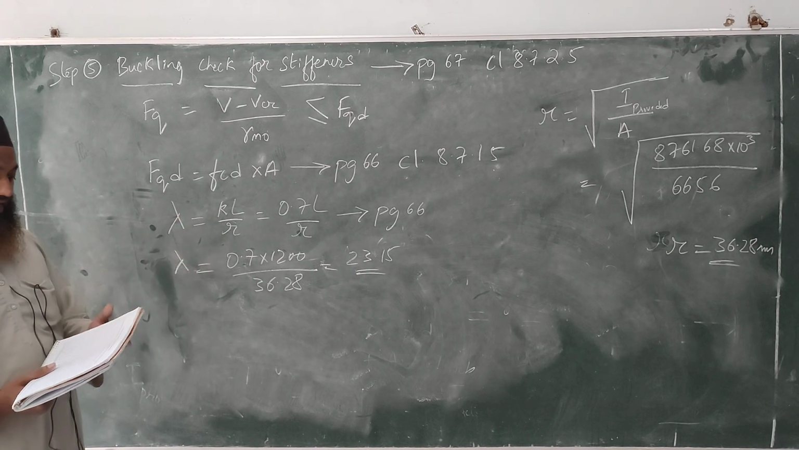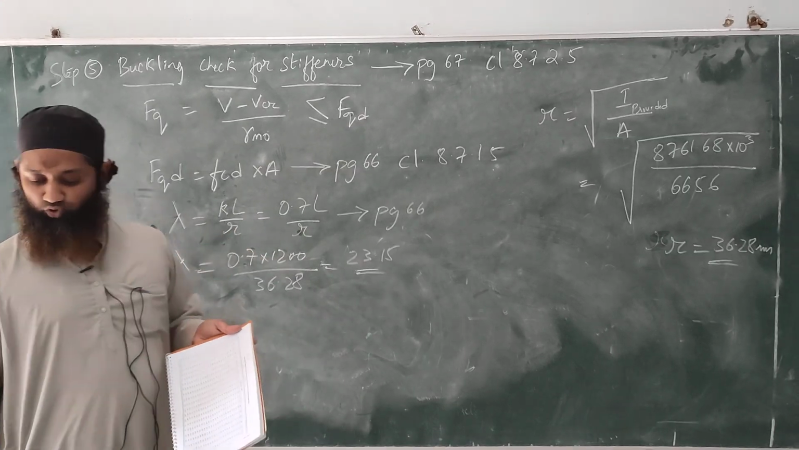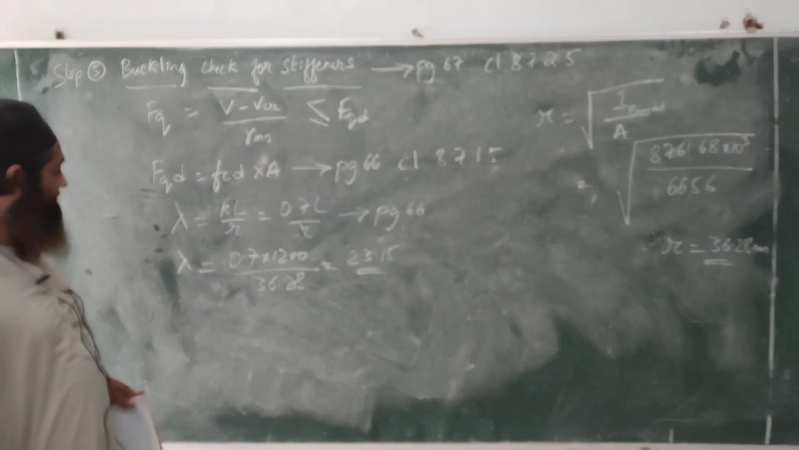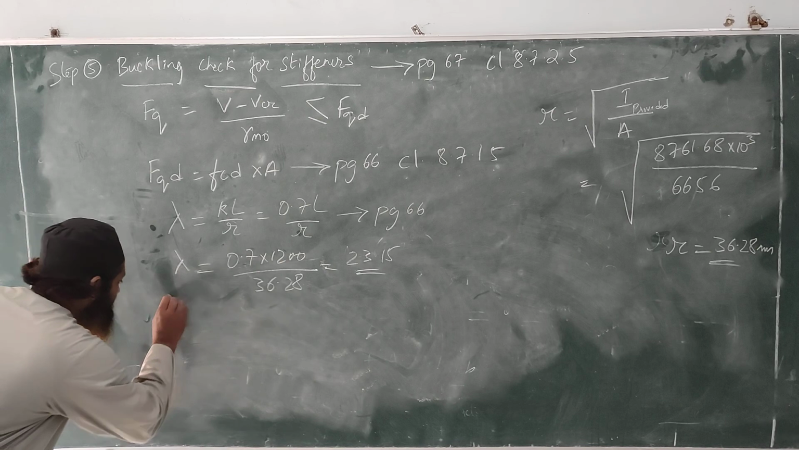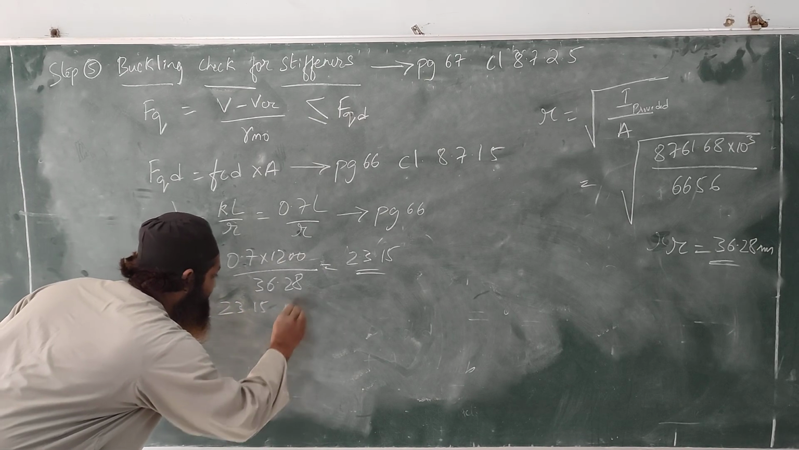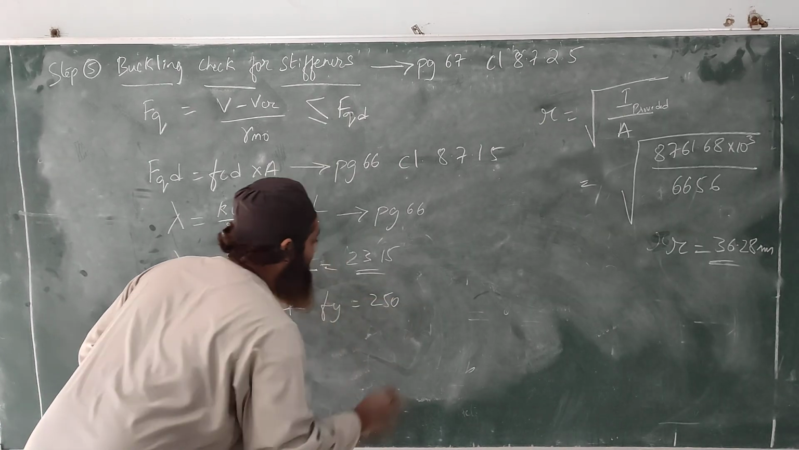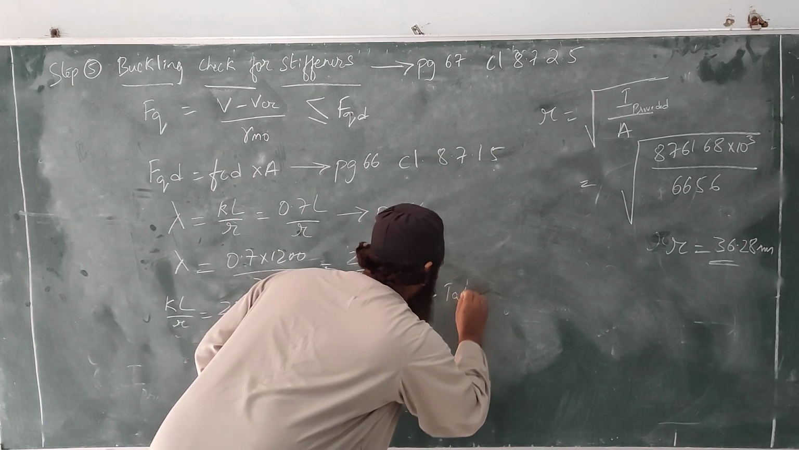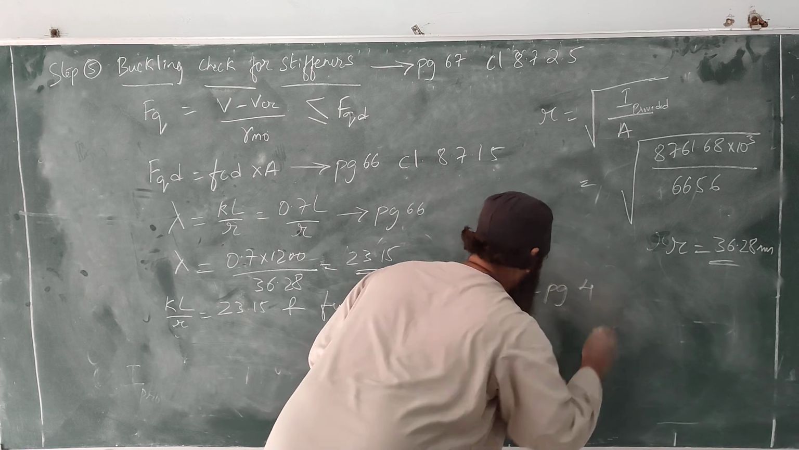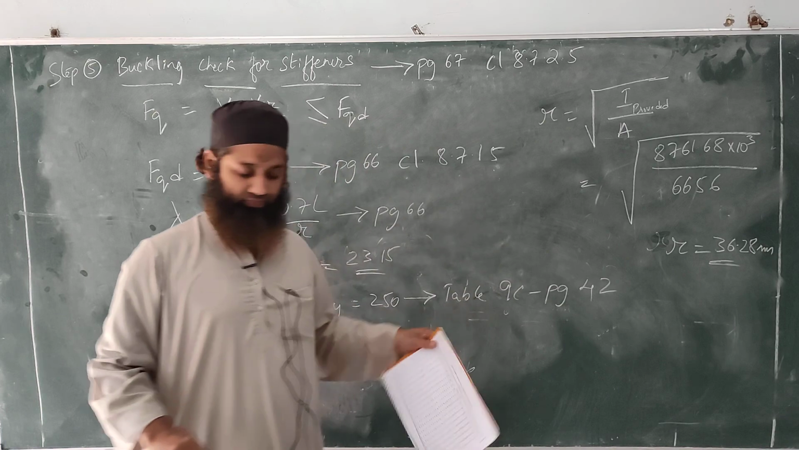Lambda is KL by r. I'll just check these values, 20 and 30. Fy I'm taking as 250. For Fy is 250, KL by r is 23.15. That is lambda. KL by r is equal to 23.15 and Fy is 250, from table 9C, page 42. We can just see here.